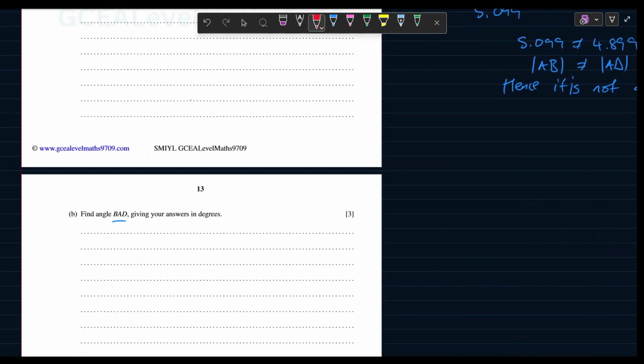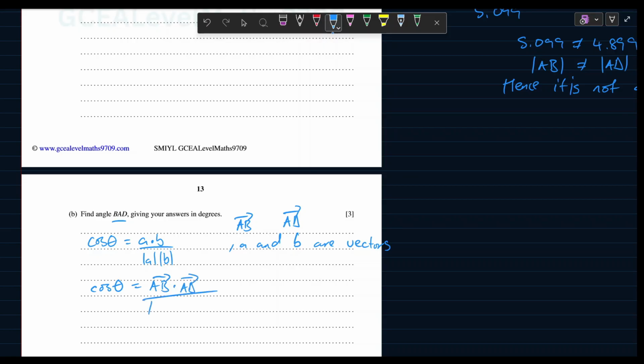So the formula we use for angle between two vectors is cos theta is equal to A dot B, where A and B are the vectors, over the magnitude of A times the magnitude of B. In our case, A and B are going to be our AB and AD. So in other words, cos theta is equal to the dot product of AB and AD divided by the magnitude of AB times the magnitude of AD.